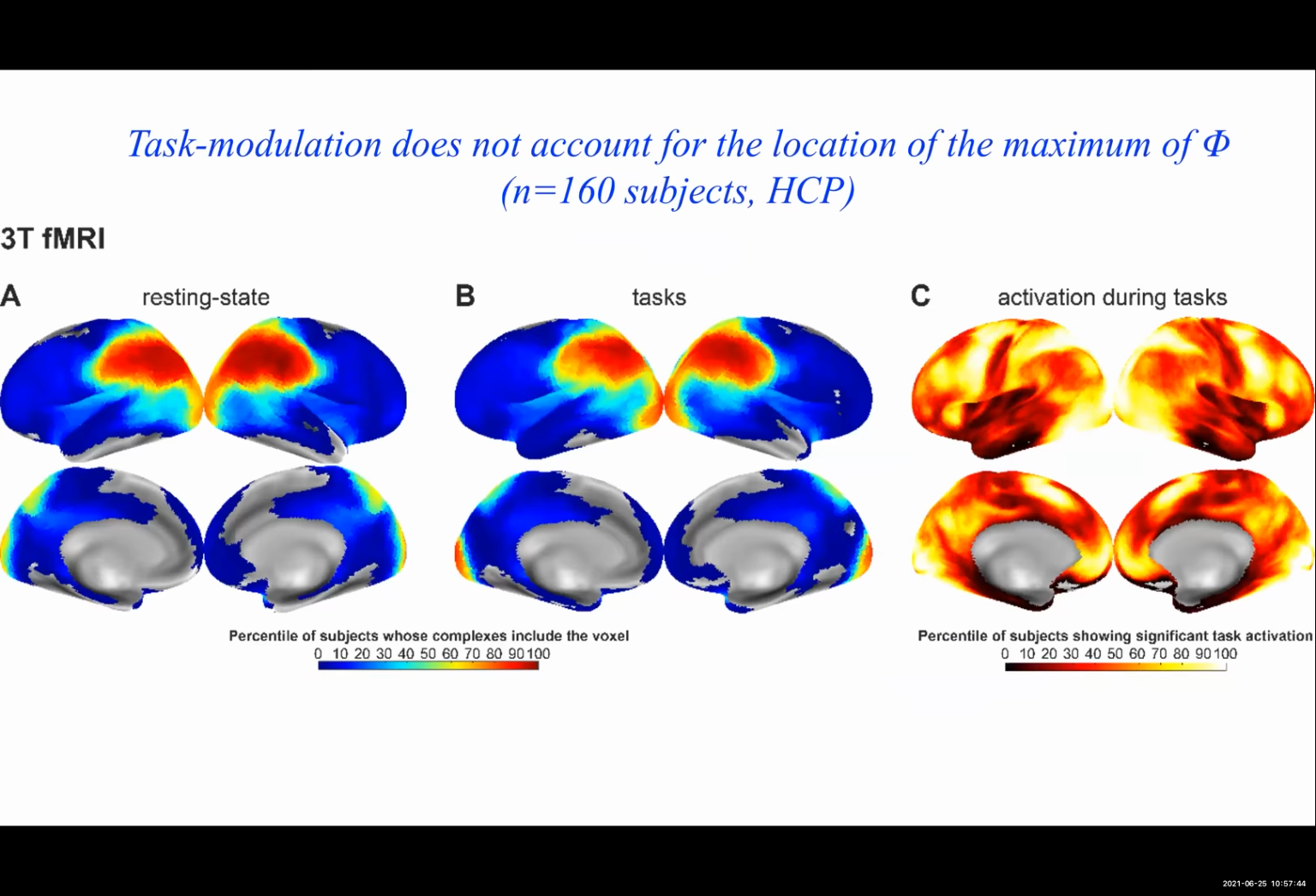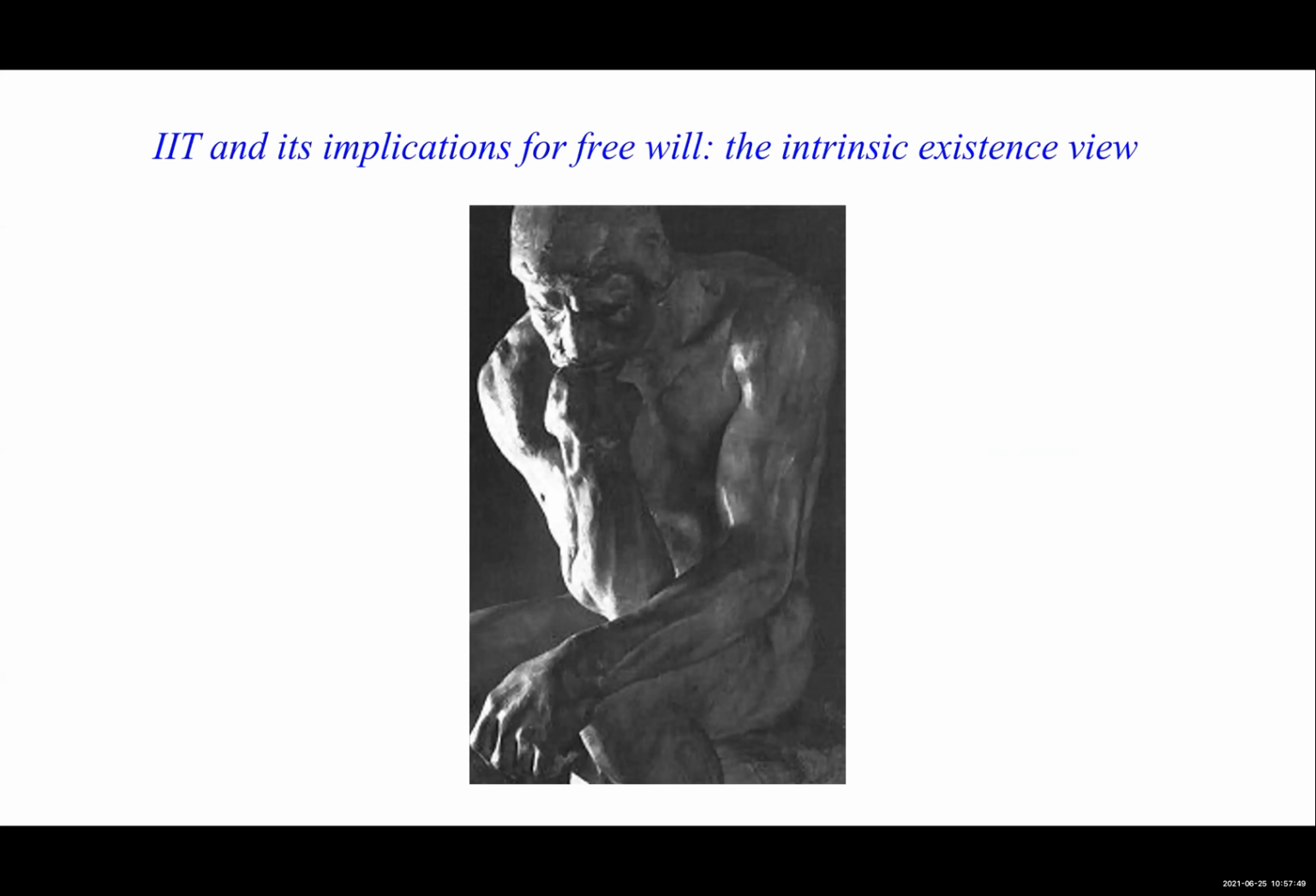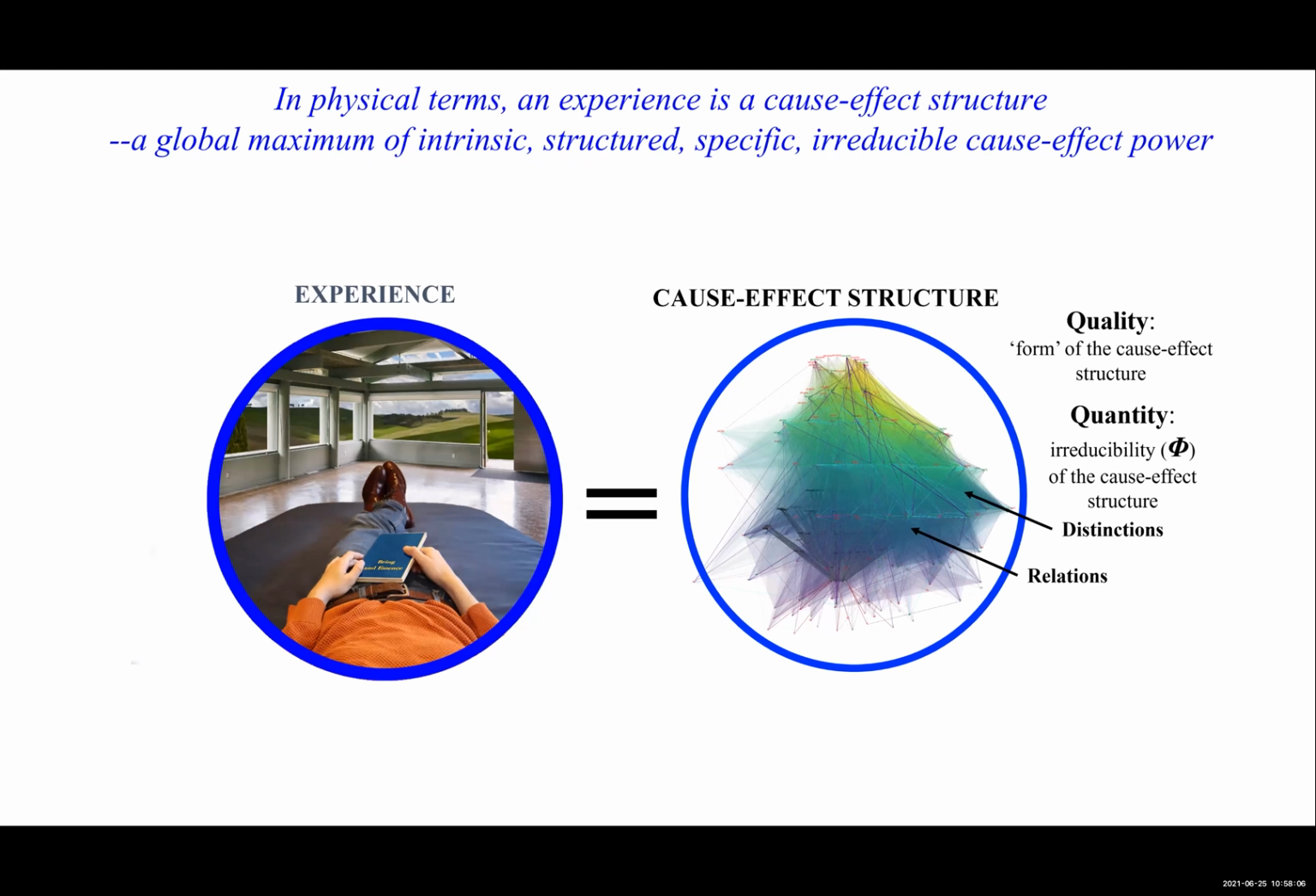So if that's okay, because then we can save the questions for later, I will then move to the implications for free will. And I'll call it, broadly speaking, the intrinsic existence view, because it will be compared briefly to what I think is the more common way to think about everything, including free will, which is the extrinsic existence view.